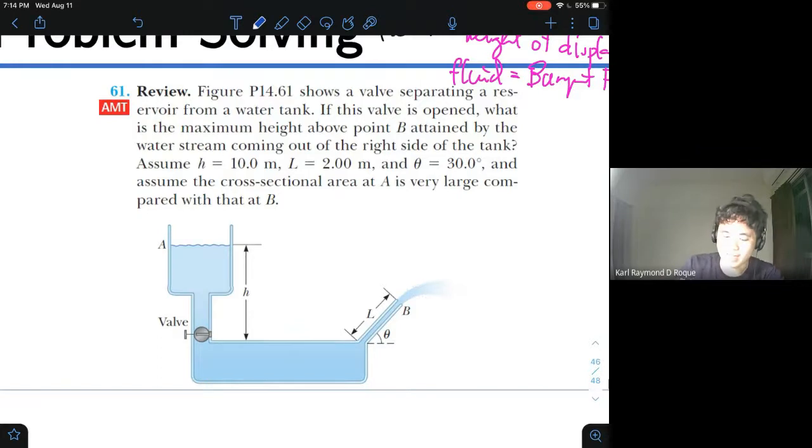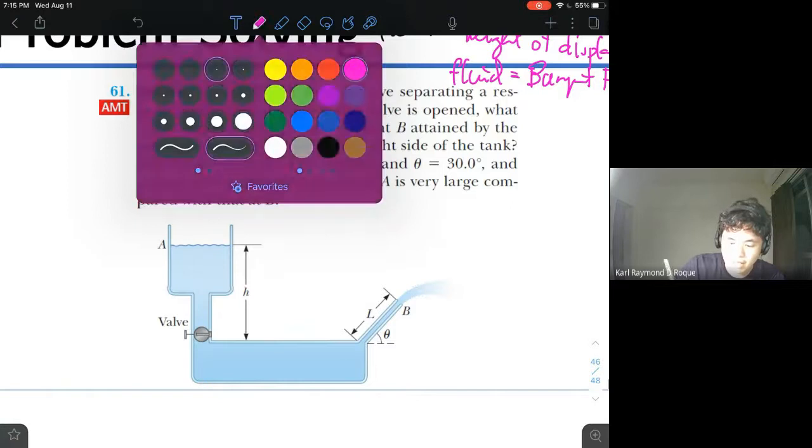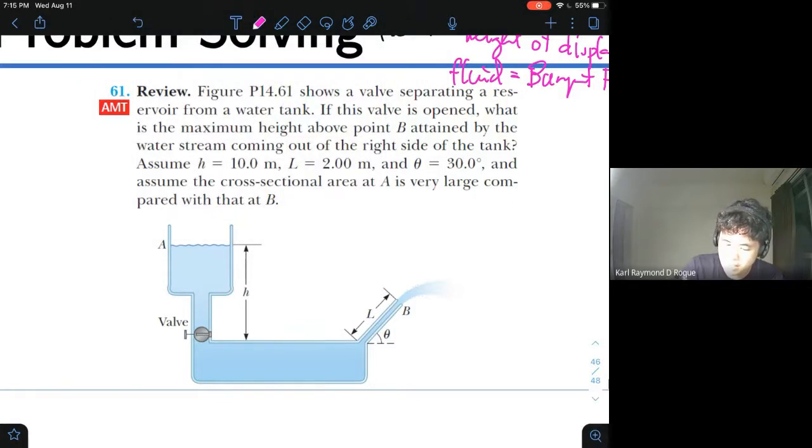This one is Bernoulli's principle. Bakit? Di ba meron kang initial, something dito? Kung ano man siya dyan, dapat pareho. Right? Naalala yung Bernoulli's principle? Actually, sige, I can just discuss. I don't mind. The valve is opened. What is the maximum height above point B attained by the water stream coming out from the right side of the tank? Assume H equals 10, L equals 2, and theta equals 30. Assume A is very large.